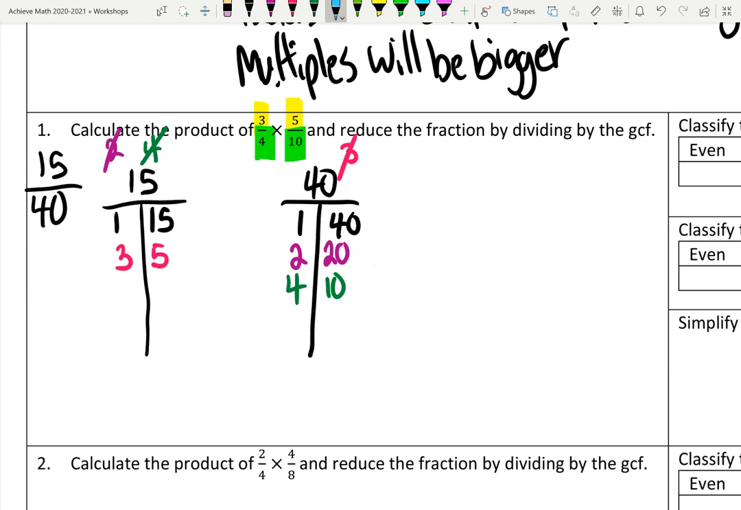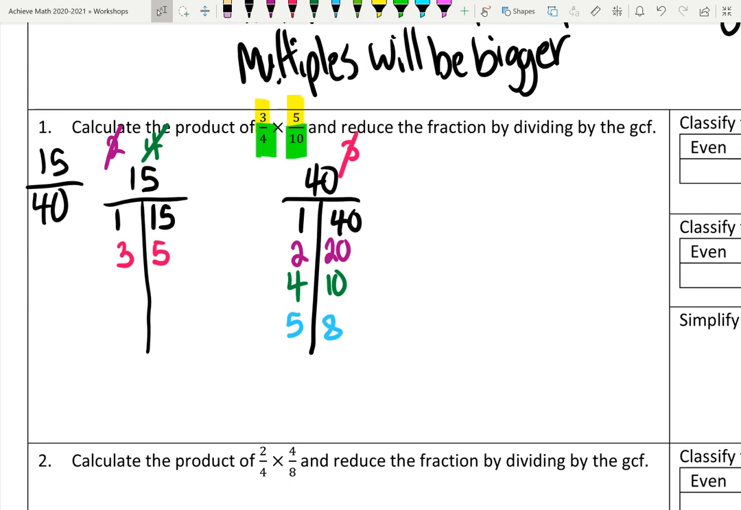So I'm going to check 5. 40 ends in a 0, so I know it's divisible. How many times does 5 go into 40? Well, if 4 $10 bills go into 40, 8 $5 bills. Basically, you need double the amount of $10 bills to get in.